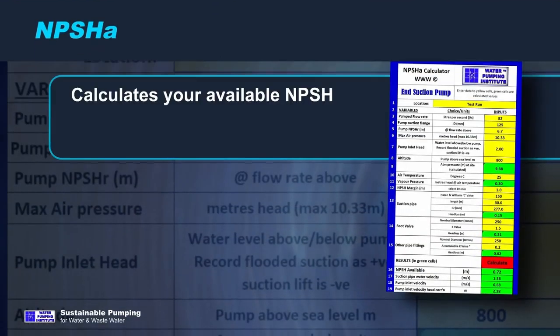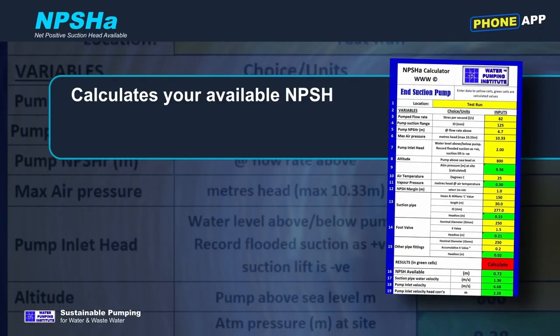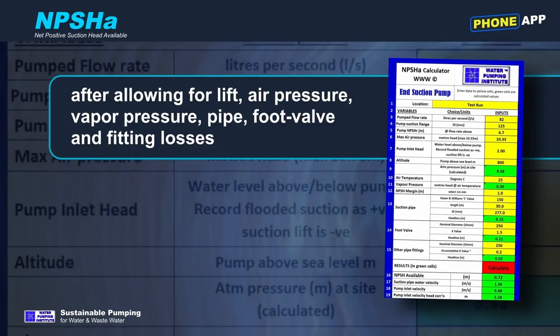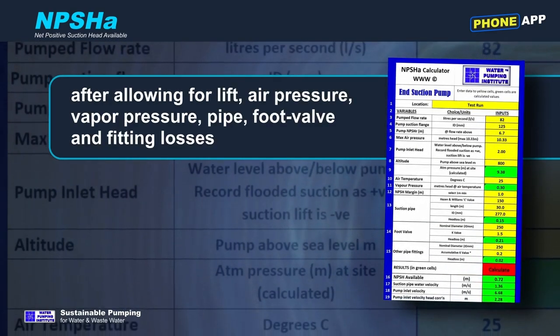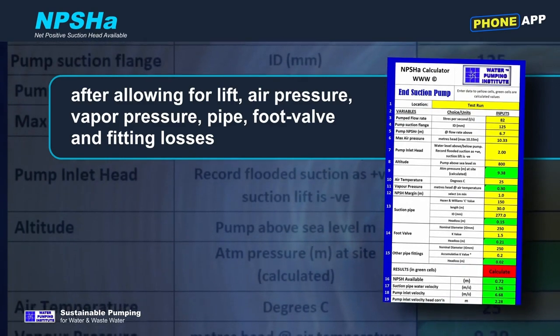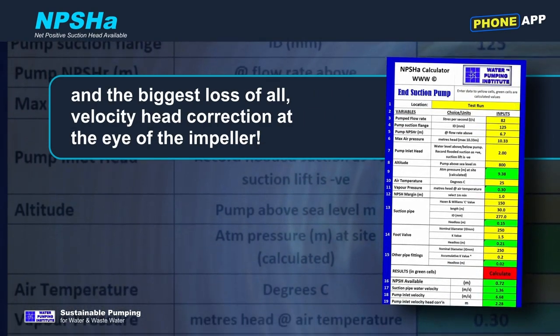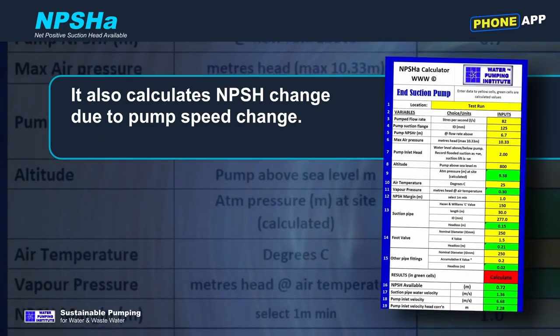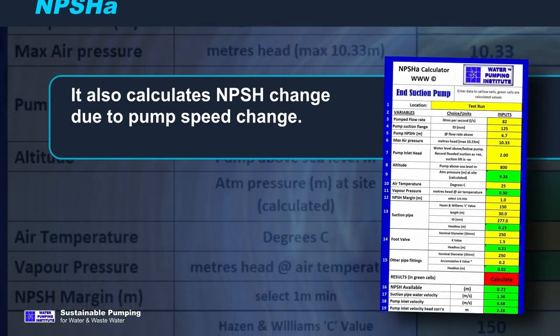Our NPSH calculator for suction lift pumps calculates your available NPSH after allowing for lift, air pressure, vapour pressure, pipe, foot valve and fitting losses, and the biggest loss of all, velocity head correction at the eye of the impeller. It also calculates NPSH change due to pump speed change.